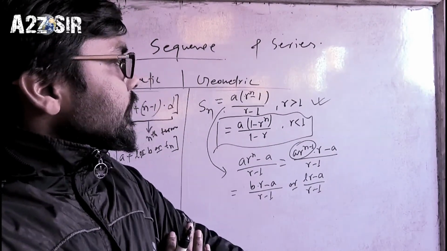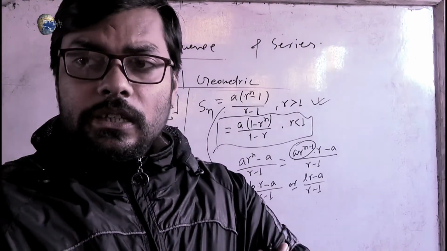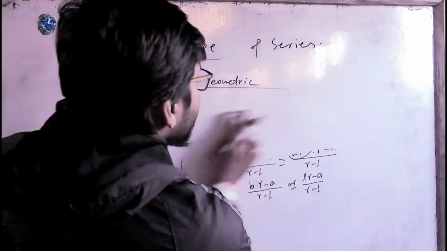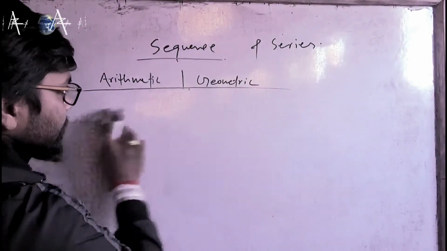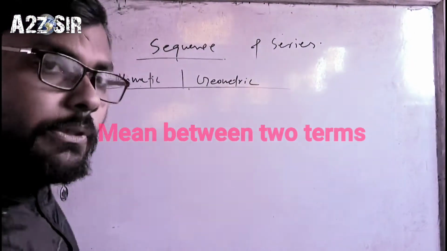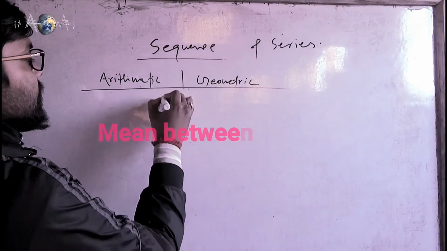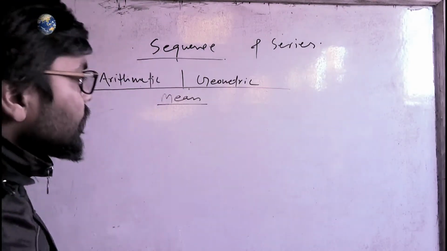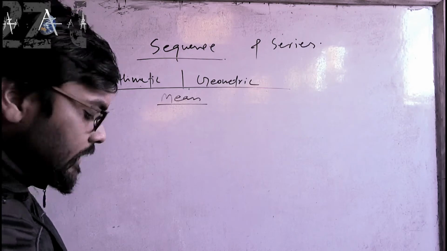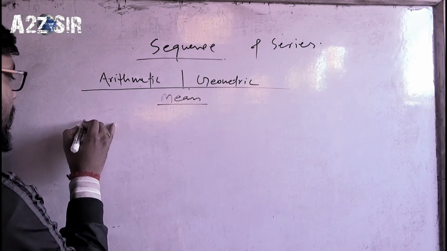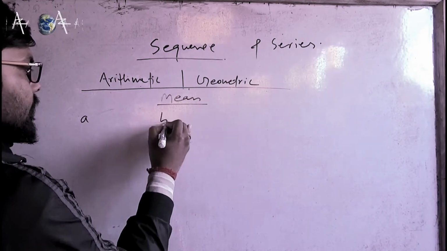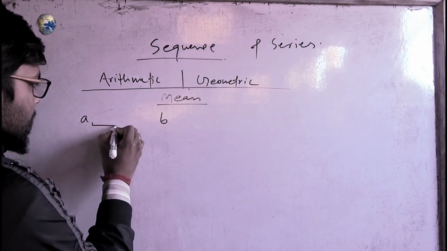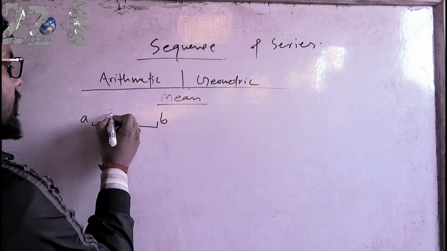Okay, so this one is except the mean between A and B. And this one we have to discuss also: the mean of geometric and arithmetic series. So for the mean of arithmetic and geometric series, if A and B are the first and last term of the series, then there are n means between A and B.